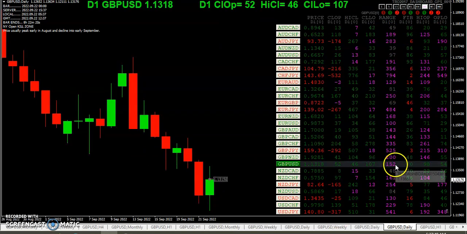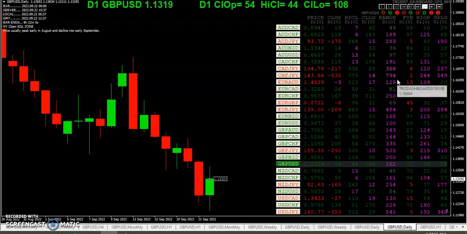Range today, pound 152. The beast, 525 pips. Euro yen 484. Swiss yen 794. This is just some unreal price action here. So there's definitely some opportunities to be had.